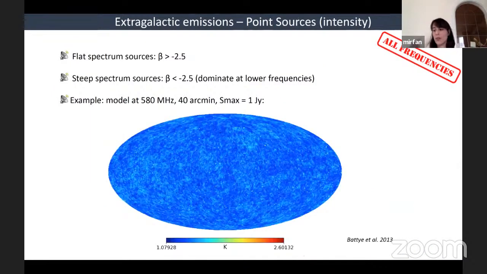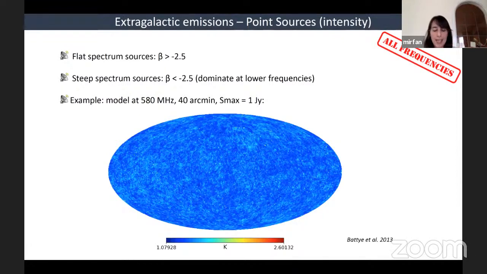And point sources. So if you can resolve out your other galaxies, they are extragalactic emissions for you. So they are point sources. These split into two groups: flat spectrum and steep spectrum sources.